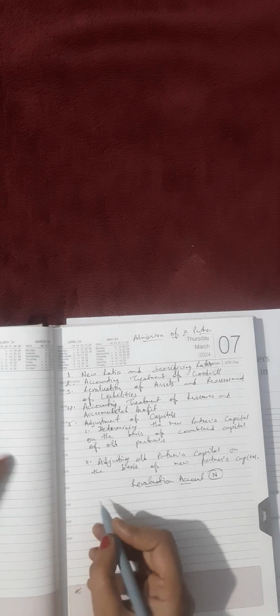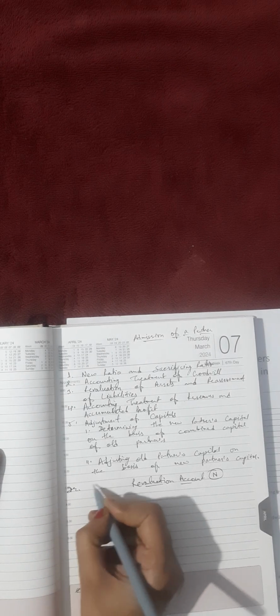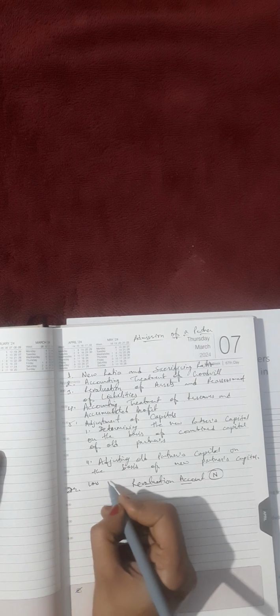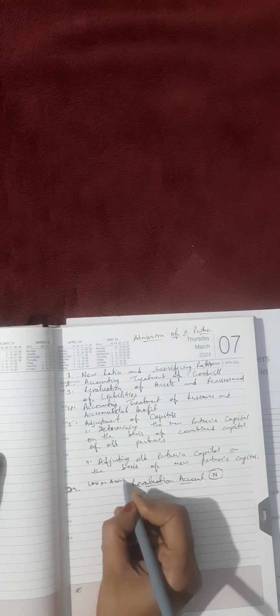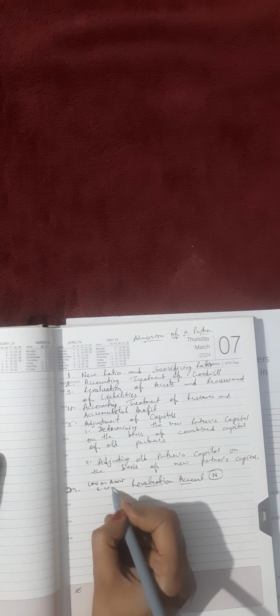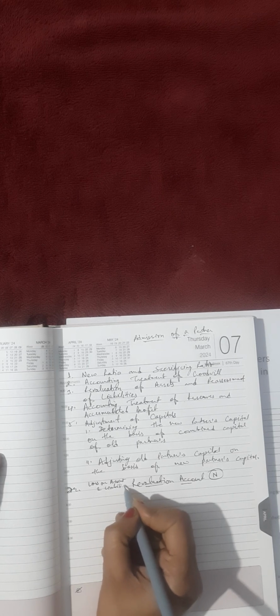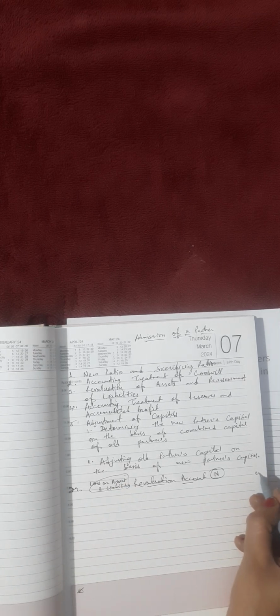So the same is with the revaluation account. On the debit side it takes losses on assets and liabilities. And on the credit side it takes gains on assets and liabilities.